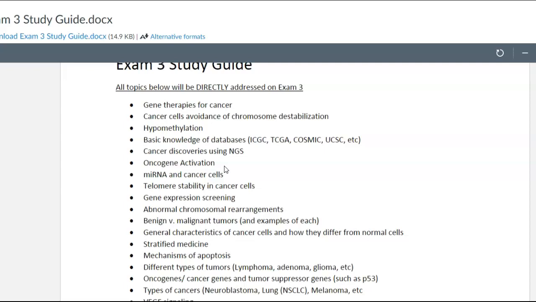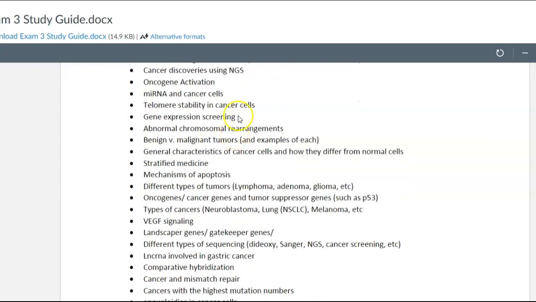Ways we can do gene expression screening, things like hybridizations would be an example. Again, down the line, a lot of these are just kind of knowing what the terms are. Anytime where it says different types of tumors, you definitely want to know what the different types of them are. When I say etc., obviously that means there's probably a few more different versions as well. So you want to make sure that you know that.